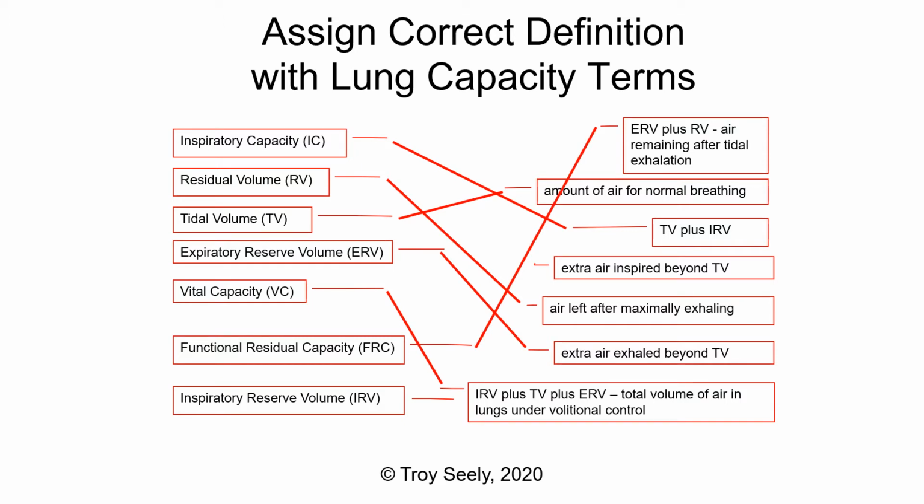Functional residual capacity is expiratory reserve volume plus residual volume. It's the air that's remaining after just tidal exhalation. So if you breathe out at a normal rate, there's still going to be air within that's made up of both expiratory reserve volume and residual volume. Which means, finally, inspiratory reserve volume, which is the extra air that's inspired beyond tidal volume.